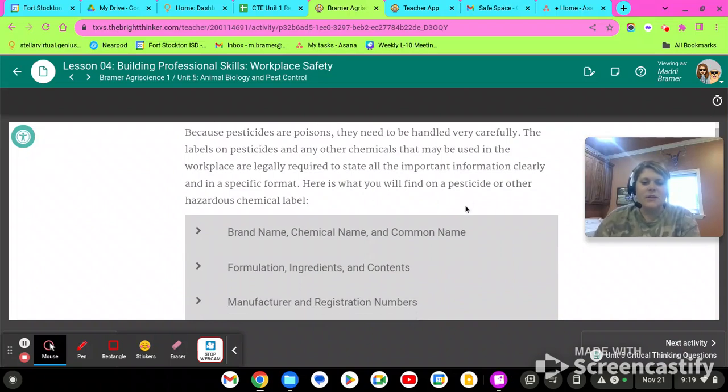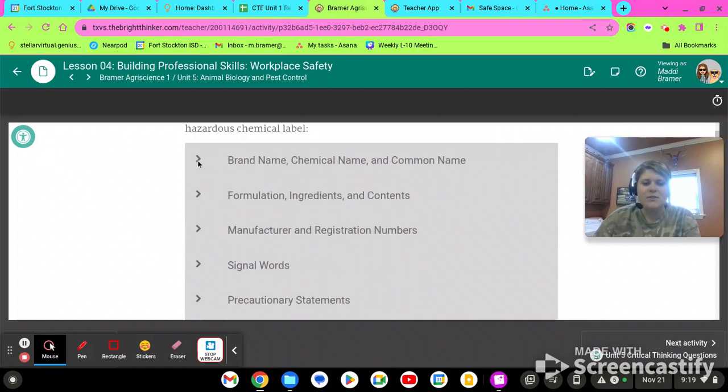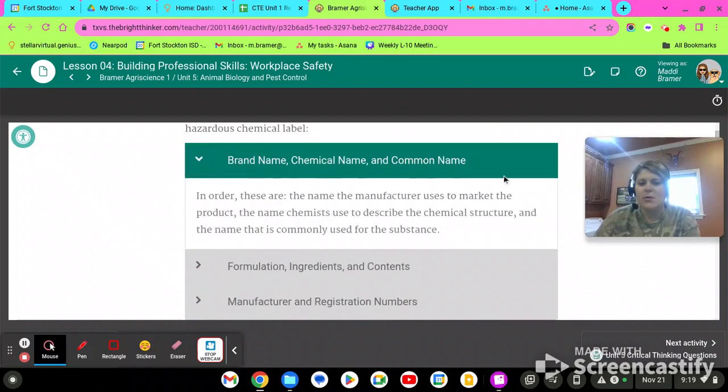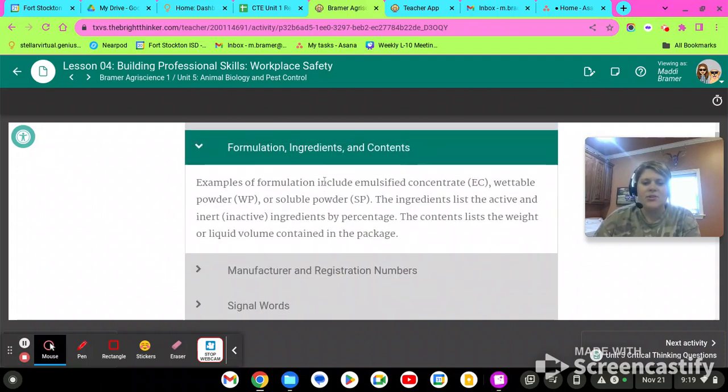So, whenever you see a pesticide, or other hazardous chemical label, you're going to see these things right here. And we're going to talk a little bit about each of them. So you're going to see the brand name, chemical name, and the common name. You're going to see formulation, ingredients, and content. So what it includes. Examples of a formulation could be like emulsified concentrate, wettable powder, or soluble powder. So that's how it is made, what type it is. The ingredients list is going to have the active and the inactive ingredients.